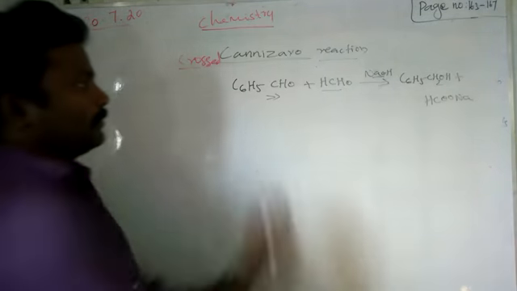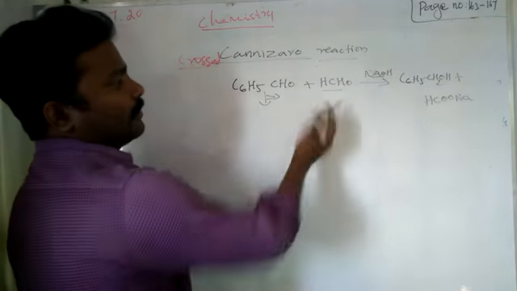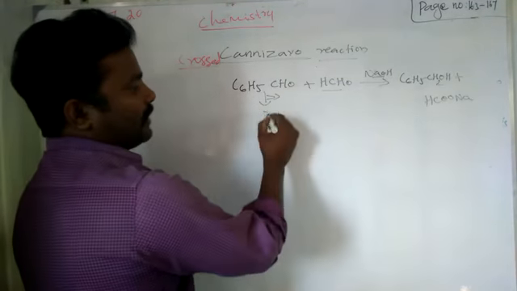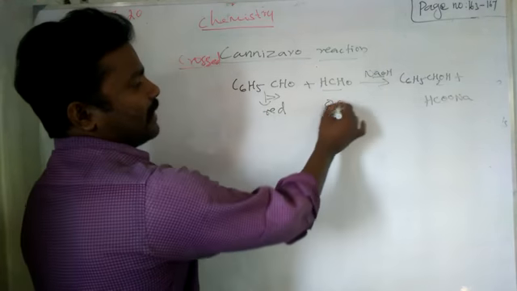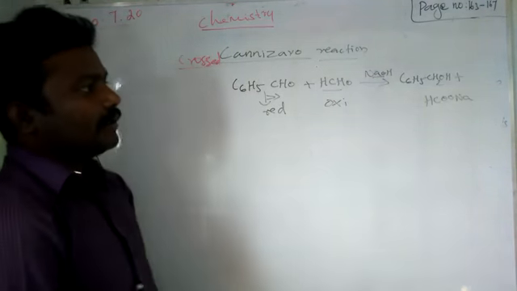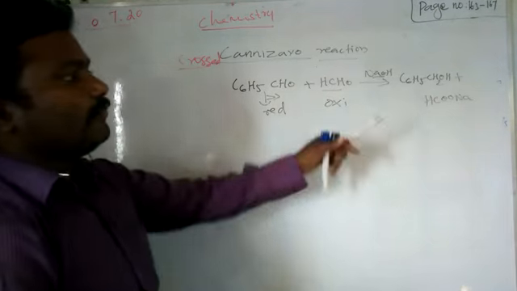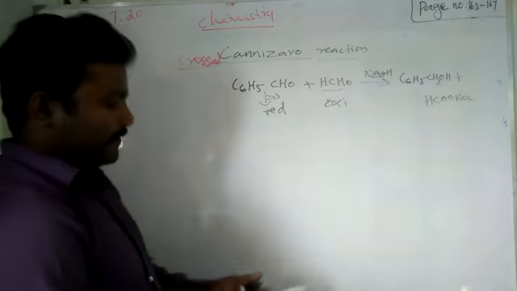So one aldehyde, benzaldehyde, undergoes reduction, and the other undergoes oxidation. Which is undergoing oxidation? It will form acid. Which one is undergoing reduction? It will form base. Okay.